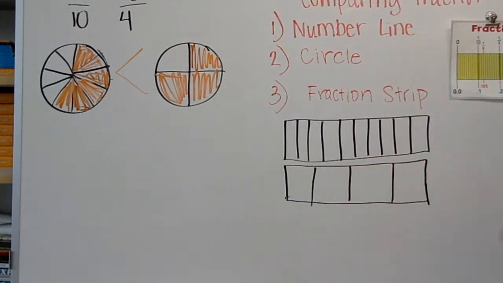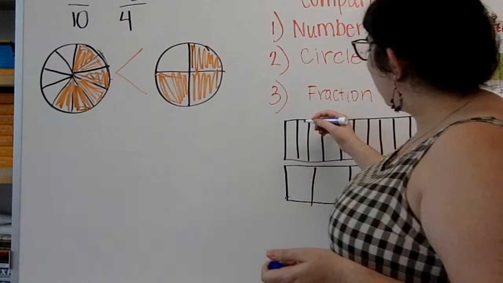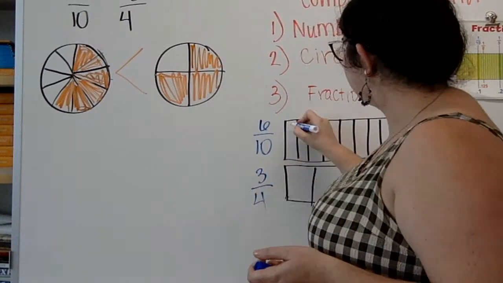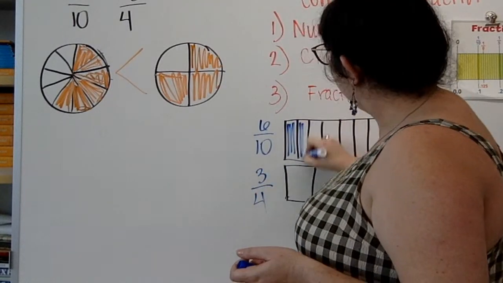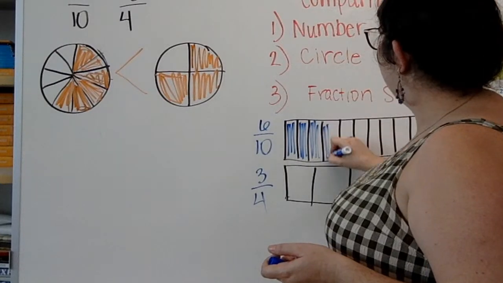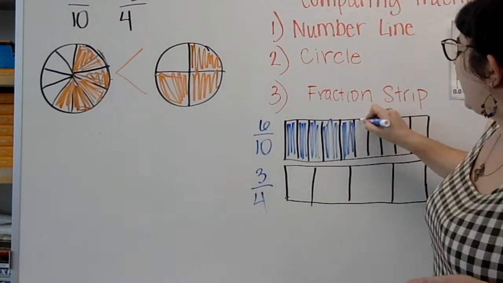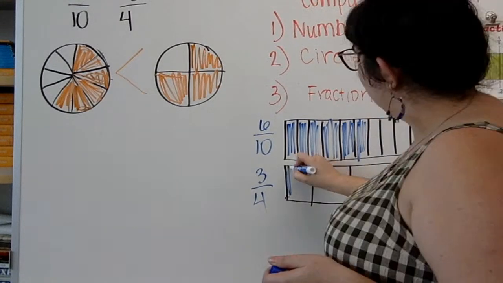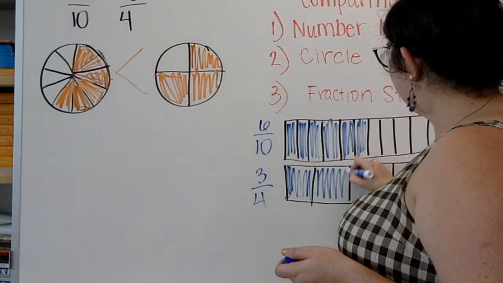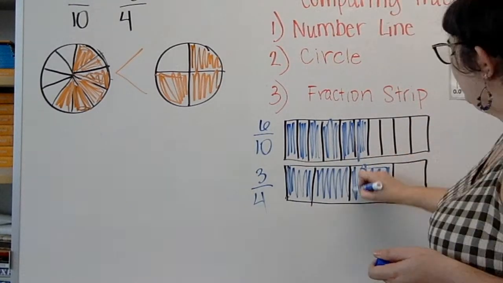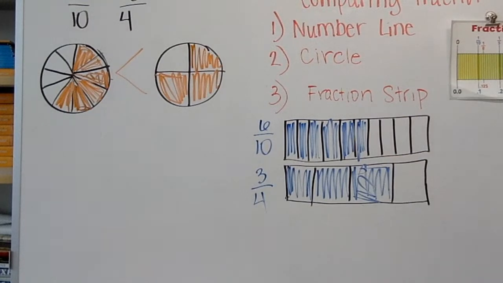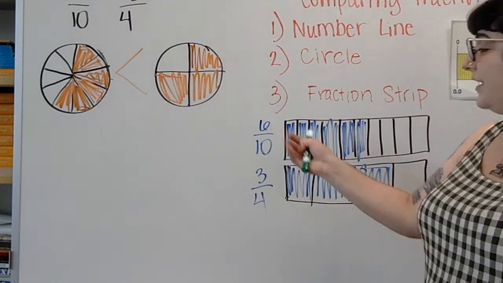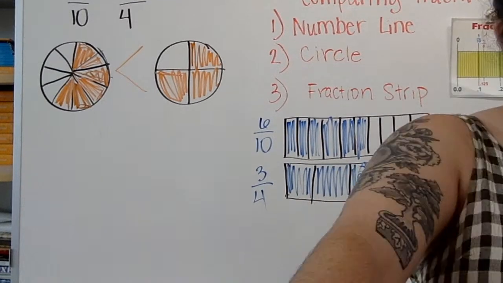Okay, and I'm going to color in 6 out of the 10, right? Because this is 6 out of 10, and this is 3/4. So 1, 2, 3, 4, 5, and 6. All right, let's do our 3/4. 1, 2, and 3. Which one has more? That's right. We know 100% that 3/4 is greater than 6/10.